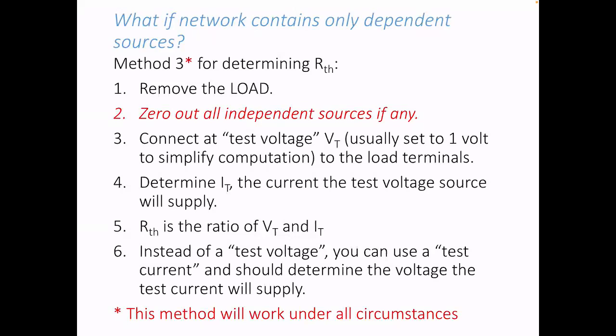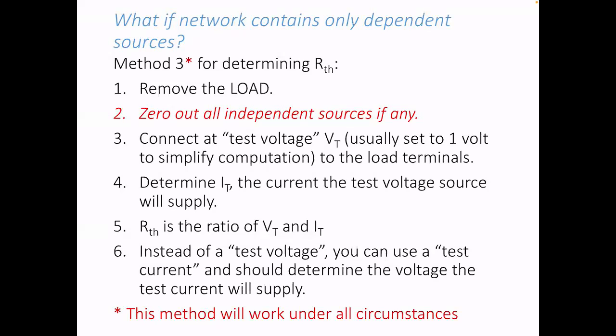Kapag walang independent source ang network natin, automatically our Thevenin voltage and our Thevenin current will be equal to 0 because there's nothing that will provide power to the network. No? There's nothing that will provide power. Remember that the dependent sources will depend on voltages and currents established by independent sources.